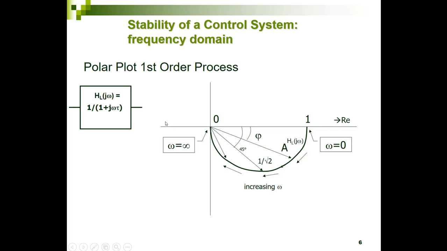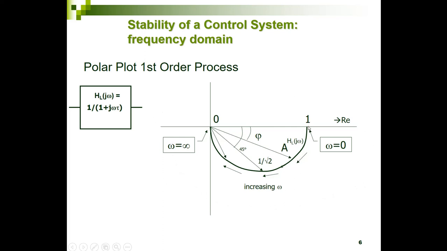Now let's look to Nyquist. Also, using the Nyquist plot, we can judge stability. In this situation, we have a first order system. We can see it over here. Transfer function is 1 over 1 plus j omega times tau. So this is what we call the Nyquist plot of that first order system.